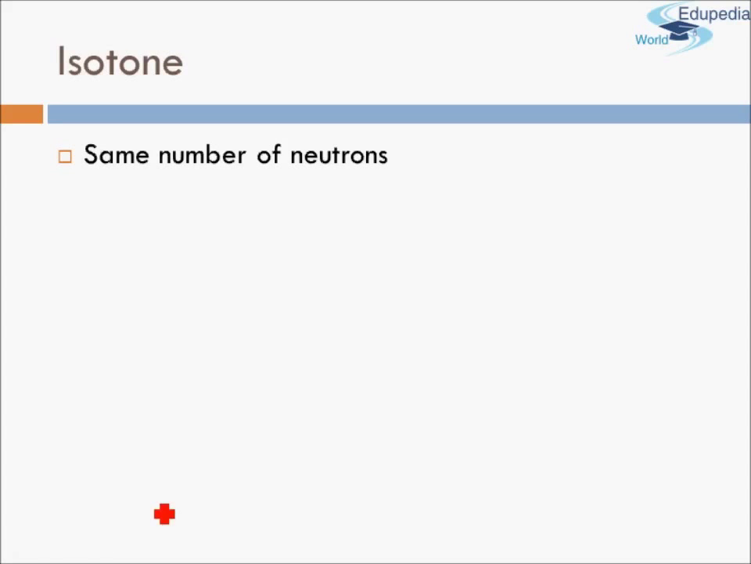Apart from that, some terms that we are going to study are isotones. Isotones are atoms having the same number of neutrons. So again, these are atoms of different elements. For example, let's say you have carbon 14, another isotope of nitrogen, which is nitrogen 15, and oxygen 16, which we commonly know about. Carbon has 6 protons, nitrogen has 7, and oxygen has 8 protons.